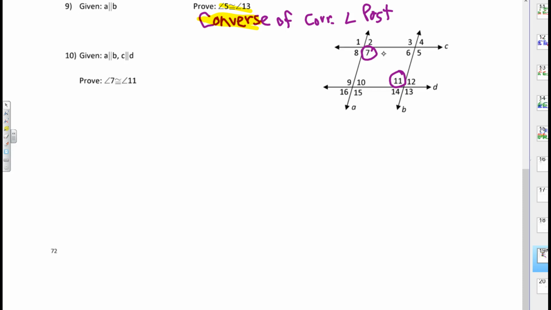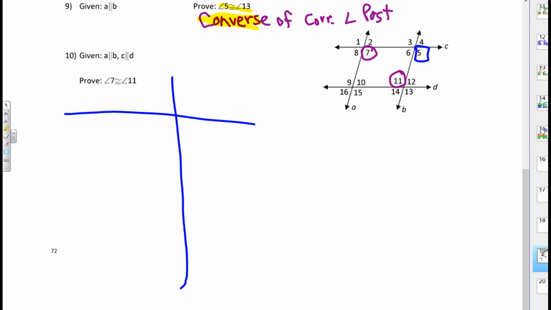I'm going to use, in this case, angle 5, because angle 5 corresponds with angle 7, which will make them congruent, right? And it's alternate interior with angle 11, which will also make them congruent. So that will allow me to use the transitive property to eventually set 7 congruent to 11. So let's walk through our proof.